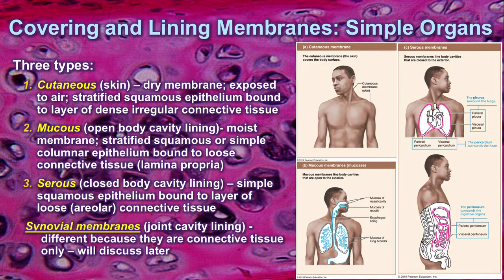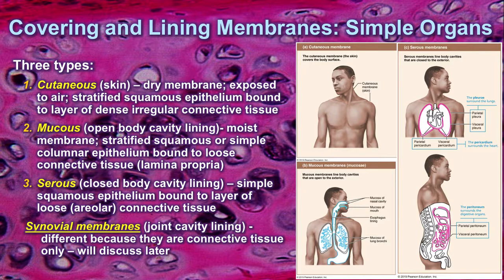These are all considered membranes because they are a collection of both epithelial tissue and some type of connective tissue put together. Okay? So our first type of membrane is the cutaneous membrane. It's our dry membrane. It's your skin. Okay? It's exposed to the air. It's made up of stratified squamous epithelium on the surface. And it's bound to a layer of dense, irregular connective tissue underneath it. Okay, that covers your whole body.